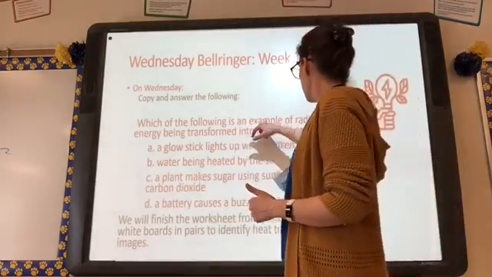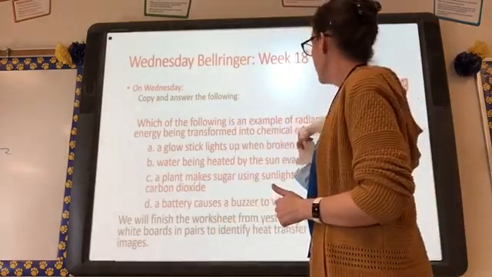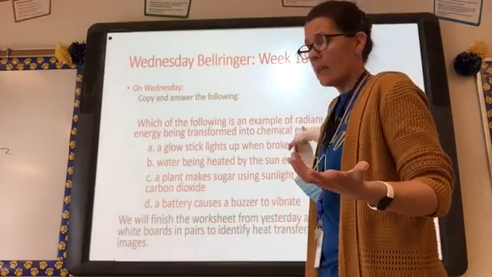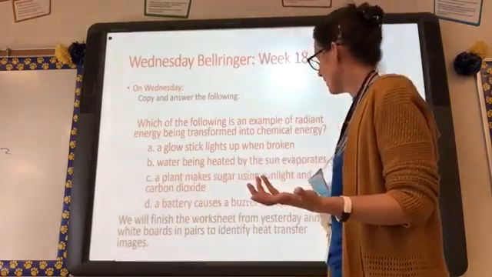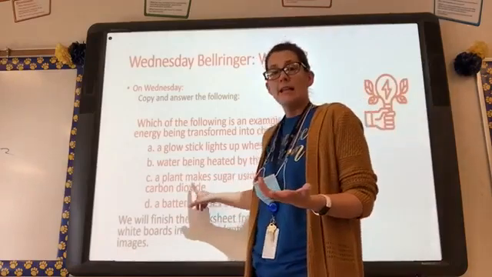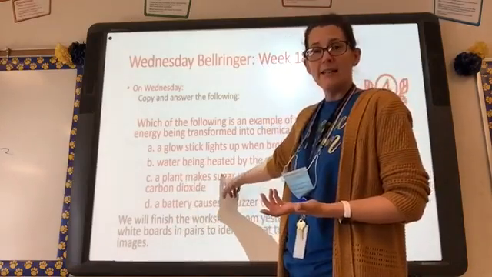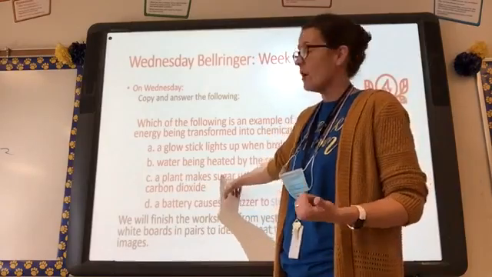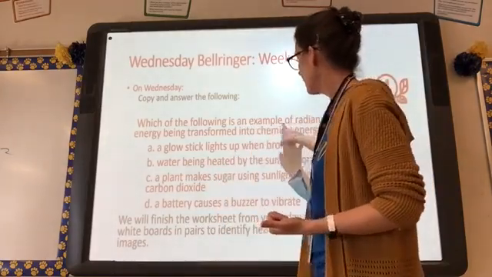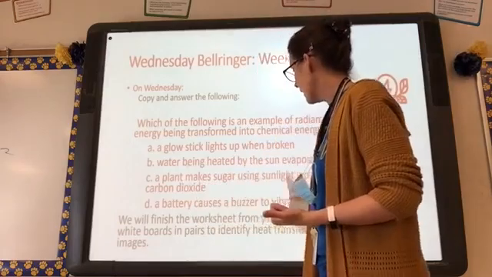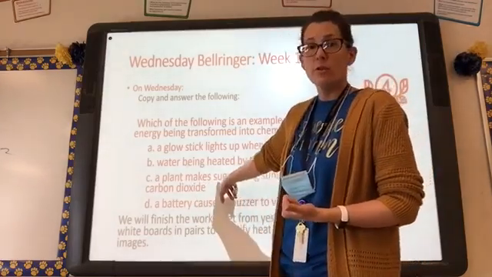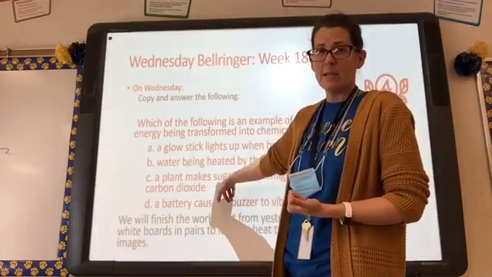So I think we might have it right here. We start with radiant, which is the sunlight. A plant makes sugar using sunlight and carbon dioxide. They turn it into food, which is sugar. That is the chemical energy. So I think we found our answer. Radiant to chemical, sunlight to sugar, which is chemical. Does that kind of make sense?